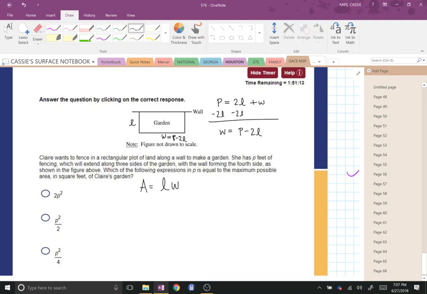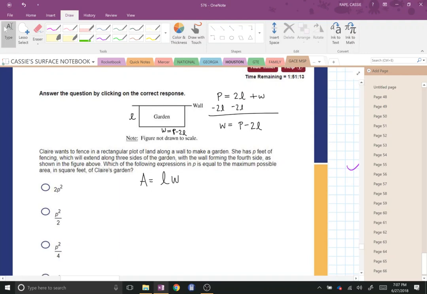So if I do area equals length times width, I need to get it down to a single variable, and I can do that because I have a new equivalent to W. W is P minus 2L. So area is equal to PL, remember P is just a constant, minus 2L squared.